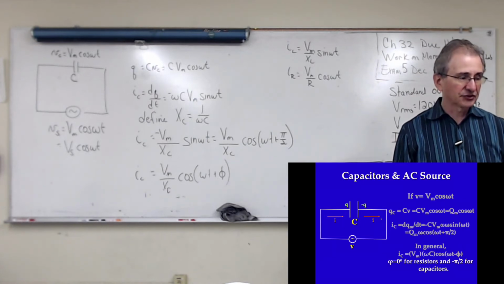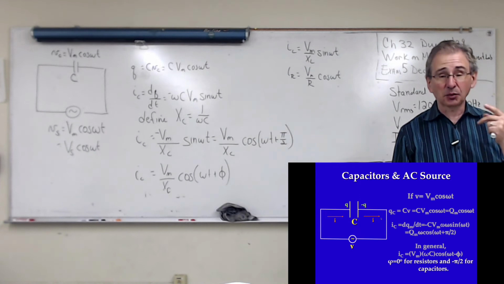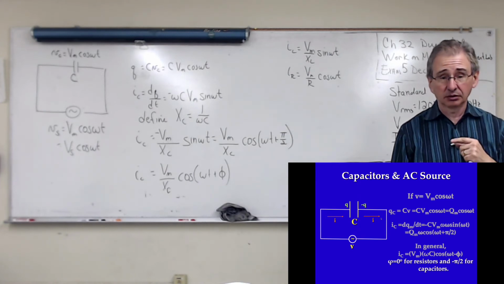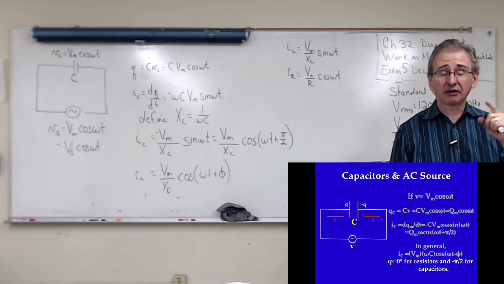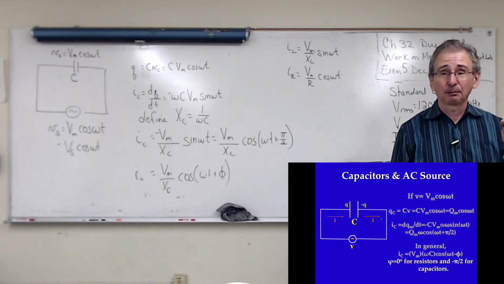So phi equals 0 for resistors, phi equals minus pi over 2 for capacitors, and phi equals plus pi over 2 for inductors.